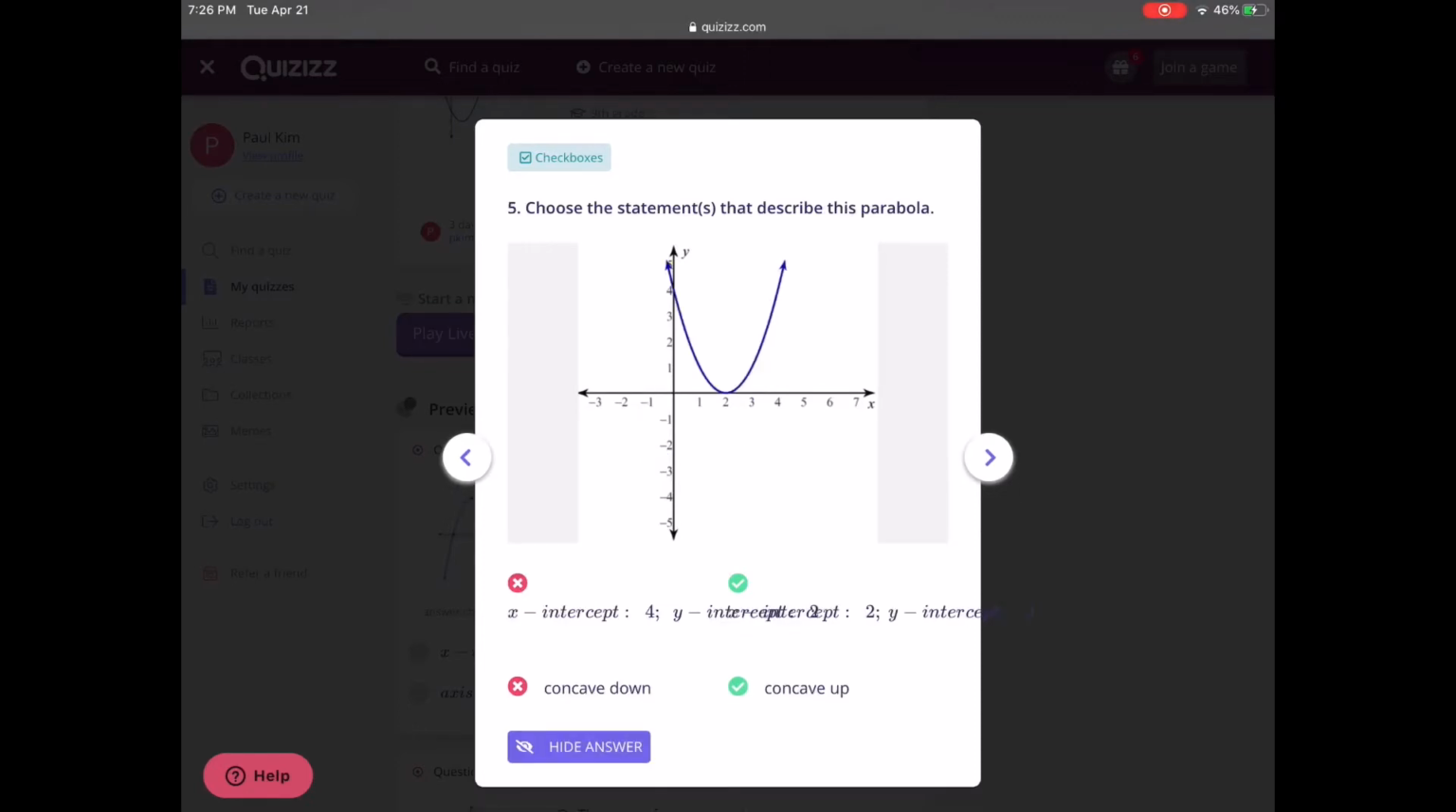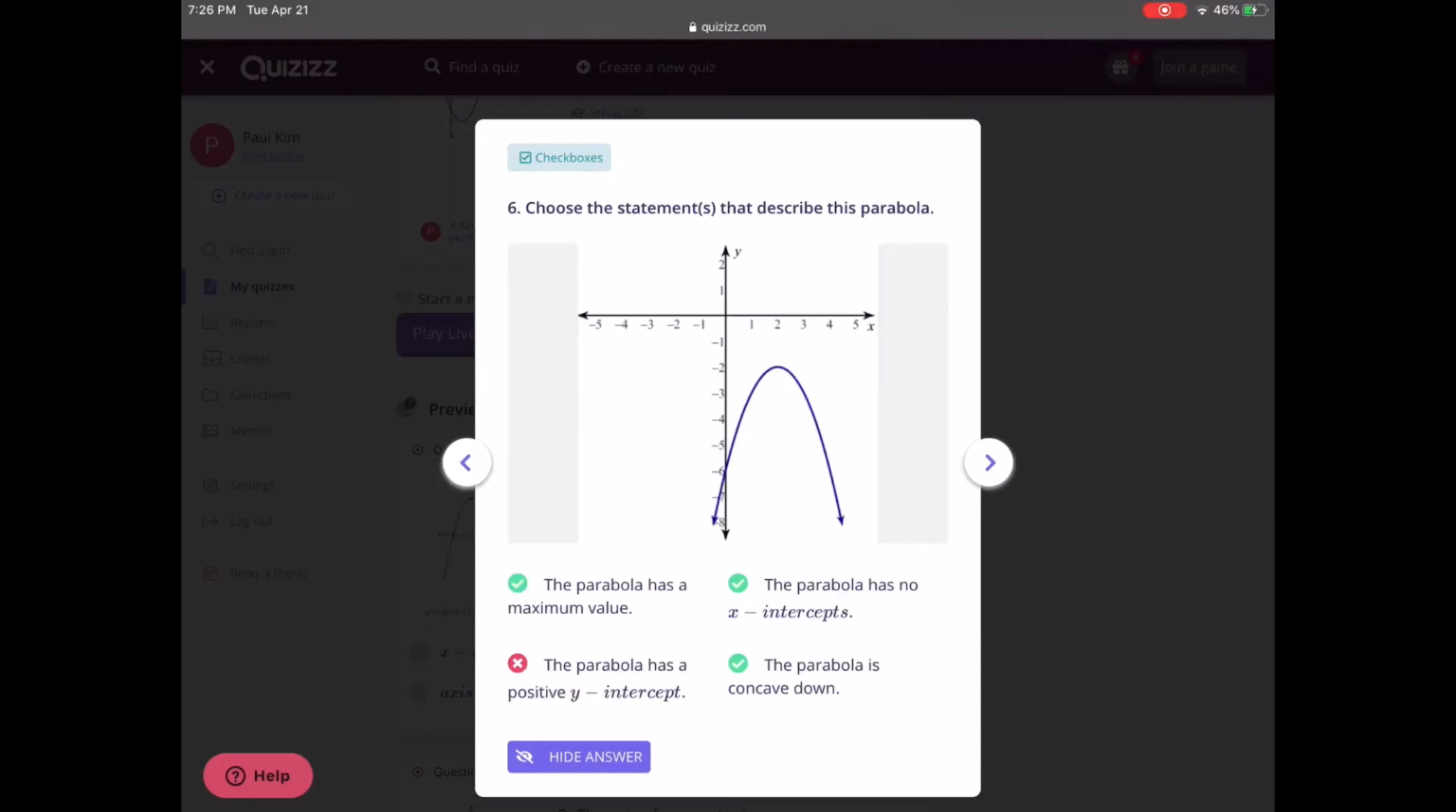For question 5, choose the statements that describe this parabola. It's kind of hard to see here, but I believe it says that the x-intercept is 2, and the y-intercept should be 4, right? And then it's also going to be concave up. And so that's your answer there.